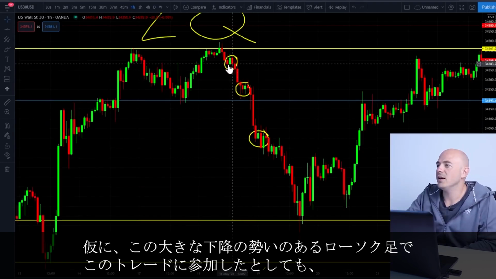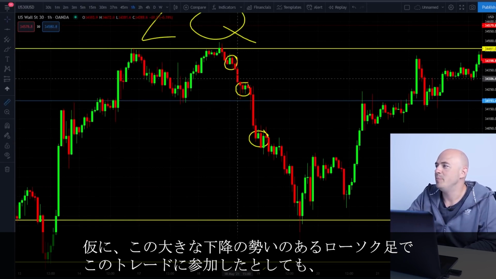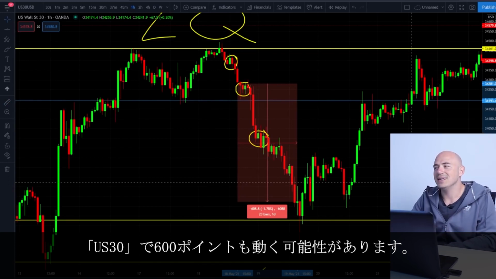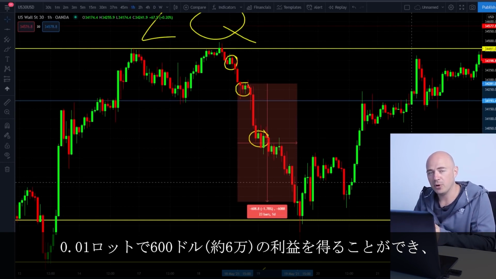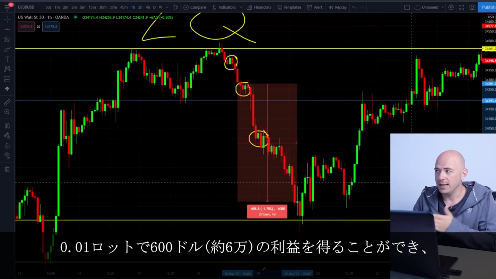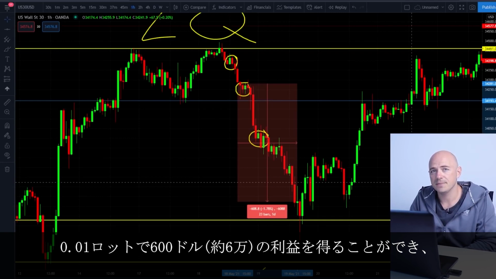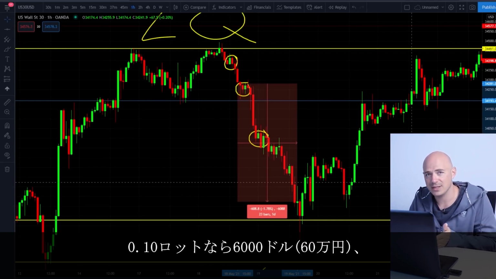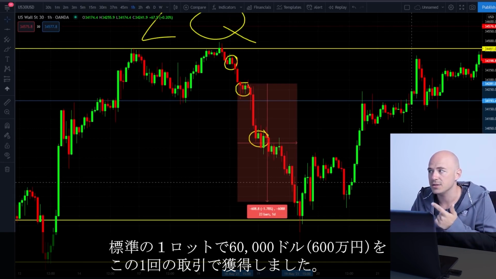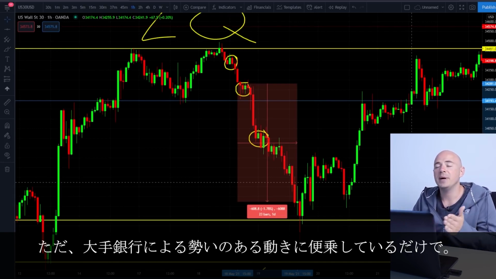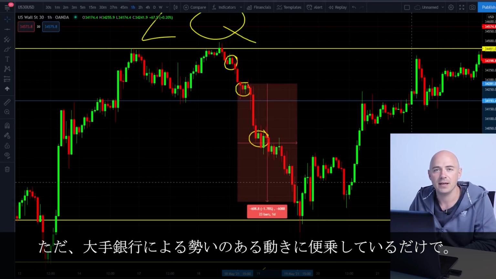Even if you got in on this trade right here with these big fat bearish momentum candles, you could have still gotten a 600-point move on US 30. Now let me put that in perspective. With my broker, a 0.01 lot would have profited me $600. A 0.10, $6,000, and one standard lot, $60,000 on this one trade. Just by riding the coattails of these big momentum moves by big banks.